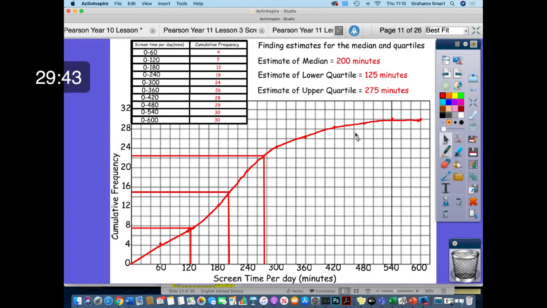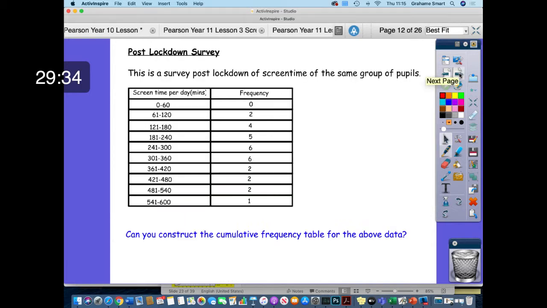And I asked you as well to think about what the effect of the lockdown would have on this curve. So I want you to hold that thought, and I want you to construct the cumulative frequency table for the above data. This is a post-lockdown survey of screen time for the same group of pupils, and this isn't real. I have made this up because I haven't had access to actually get this information, but I thought it would be an interesting exercise to do. So have a little look and calculate the cumulative frequency. I'll give you a couple of minutes. Thank you.